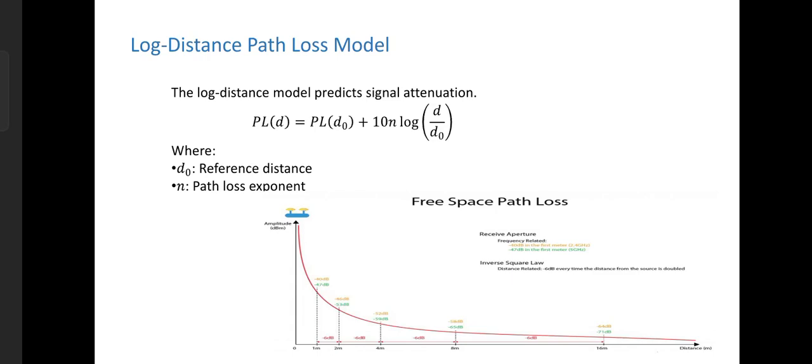Our next topic is the log distance path loss model. It is the same as the path loss model, but we are going to use logarithmic distance to predict the signal attenuation. So this PL is your path loss, and d is the distance between the transmitter and receiver. This d naught is the reference distance, and 10 n log is your path loss exponent. We have discussed this in the previous class.